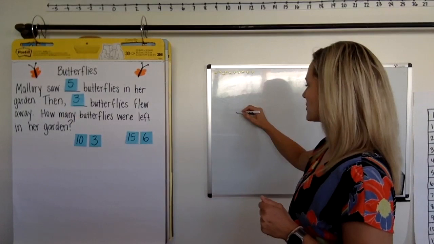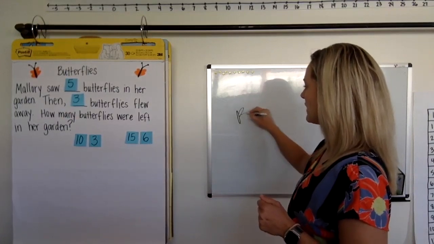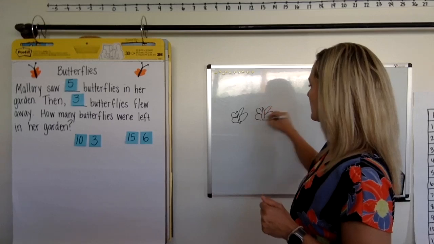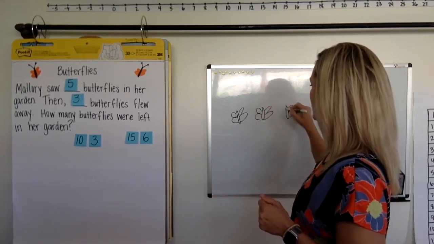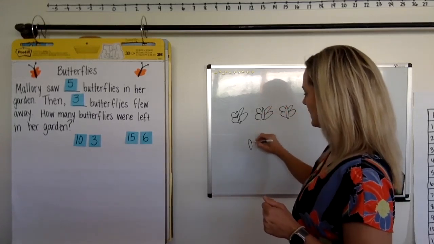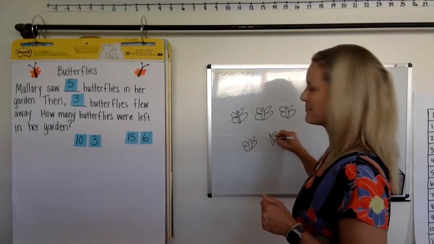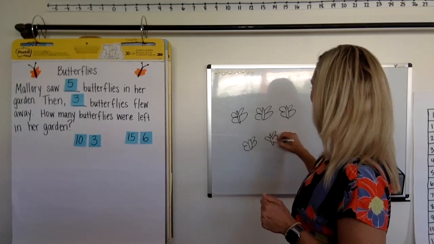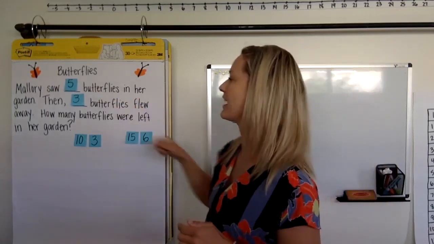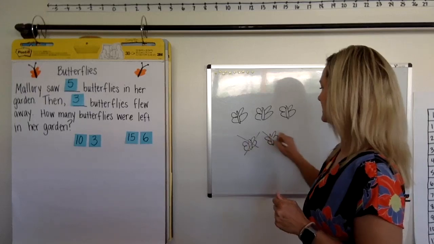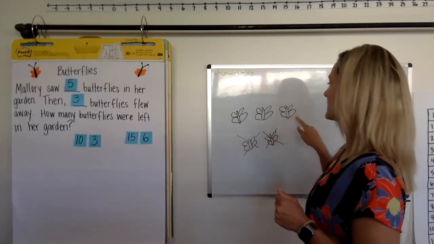Your child may actually draw the butterflies. That's fine. They may actually put in those 5 butterflies. We see that a lot in class. That just shows us that they're really thinking about the story. Is it necessary? No. Is it fun for them? Yes. So they draw out the 5 butterflies, and then oftentimes you're going to see them go like this. 1, 2, 3 were left.